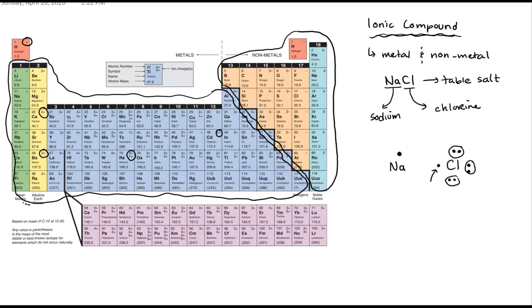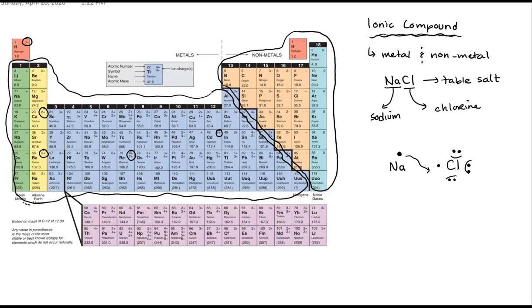So I'm going to ask you this question. Is it going to be easier for chlorine to strip away that one valence electron from sodium and take it for itself? Or is it going to be easier for sodium to take away all the extra valence electrons, all 7 of them, from the chlorine to make itself happy? What do you think? To just donate or give up its 1 electron to chlorine.